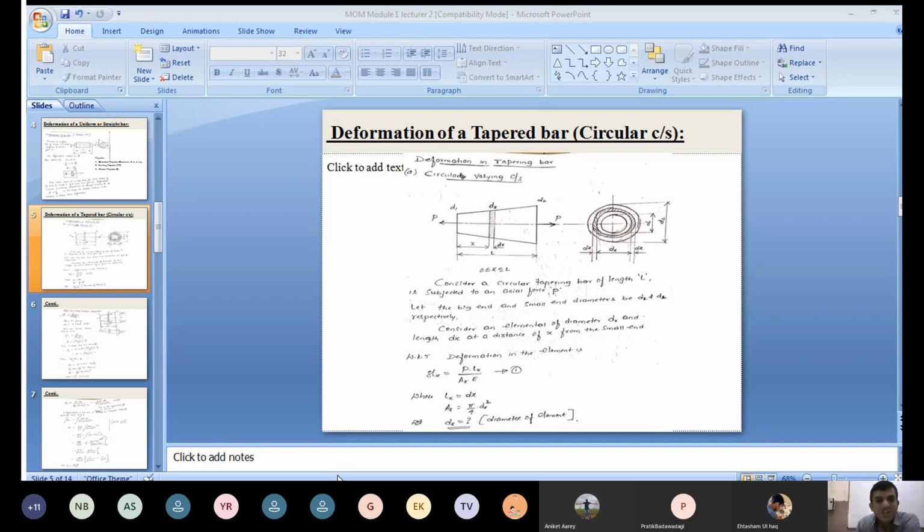The cross-sectional area of the element, expressed in terms of diameter, is pi by 4 d suffix x square. Again, d suffix x is unknown here. The diameter of the element is unknown. Then how do you determine the diameter of the small element?